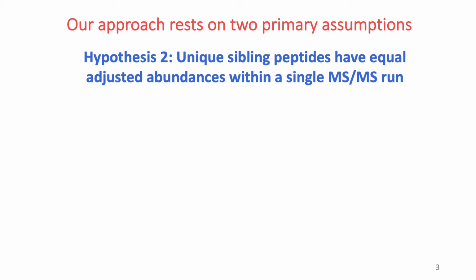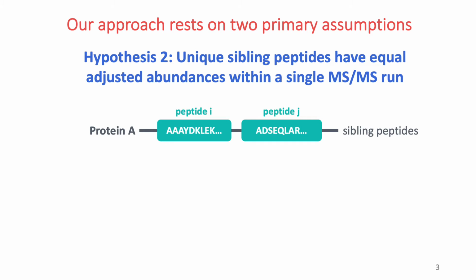We then build our second assumption on the first one and state that unique sibling peptides should have equal adjusted abundances within a single MSMS run. By unique sibling peptides, what we mean is the peptides that occur exactly once in the protein database and that co-occur on a given protein sequence. So hypothesis 2 states that for run k and for sibling peptides i and j, alpha_ik should be equal to alpha_jk, which are the adjusted abundances.